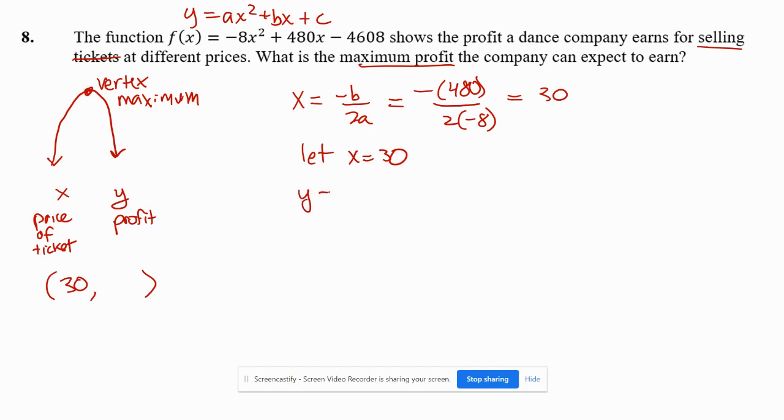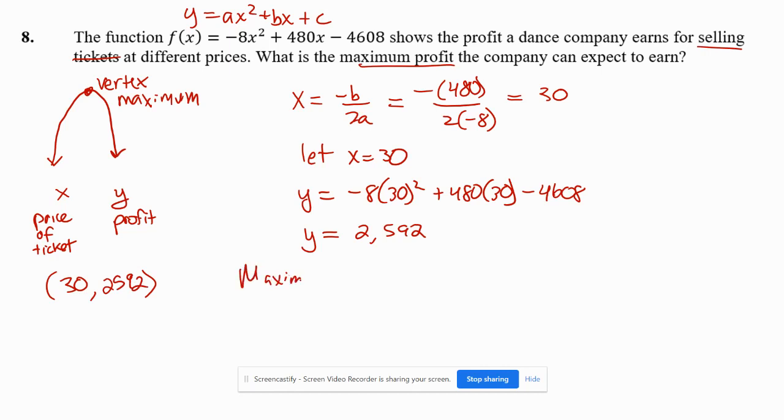Plug that into our equation. So we have y equals negative 8 parentheses 30 squared plus 480 times 30 minus 4,608. That should give us a y value of 2,592. So we know our vertex is at 30, 2,592. So what's the maximum profit? Profit is $2,592.